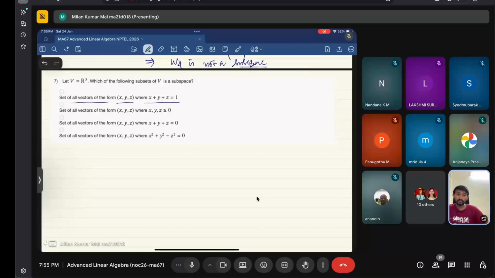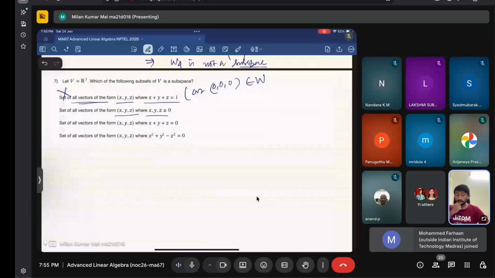Whether 0 is there? 0 is not there. So this is not a subspace, as (0, 0, 0), this is the 0 of V, is not in W. Let's assume that W1 is the set of all (x, y, z) for which x + y + z = 1. W2 is the collection of all vectors (x, y, z) for which x, y, z are greater than or equal to 0.